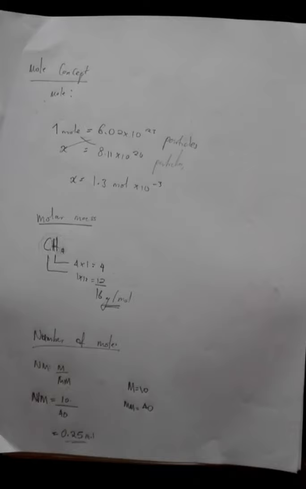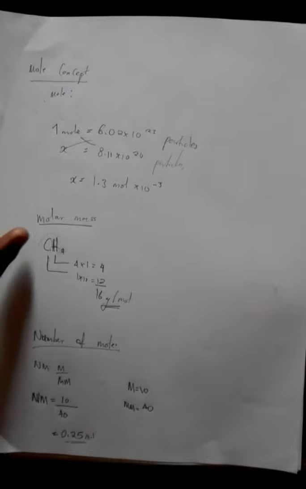Now I'll quickly go on to the next concept, which is molar mass. Molar mass is simply the relative molecular mass expressed in grams per mole, or the mass of 1 mole of a substance. Now, in order to understand this, we have to define relative molecular mass. Relative molecular mass is the sum of all the relative atomic masses of the atoms that make up a compound or a molecule.